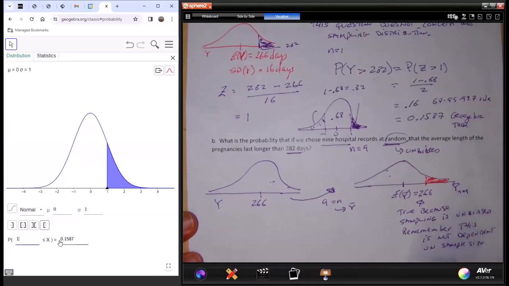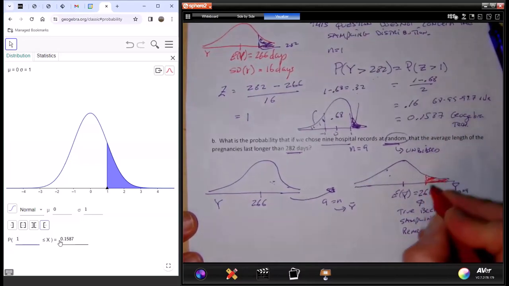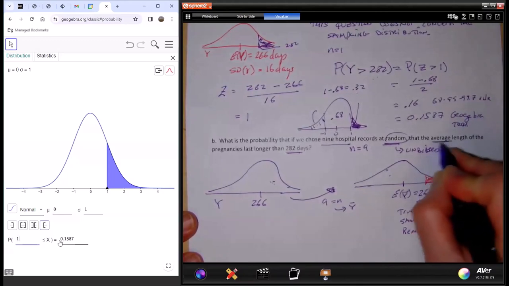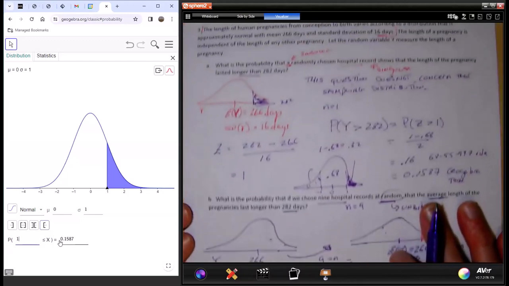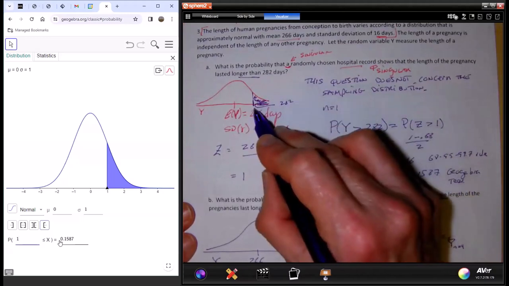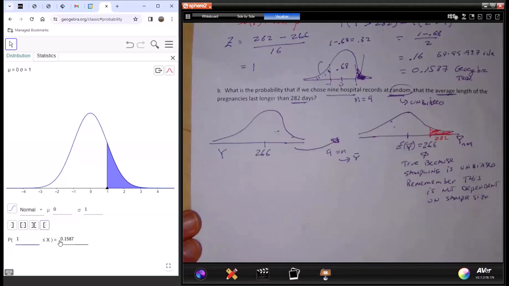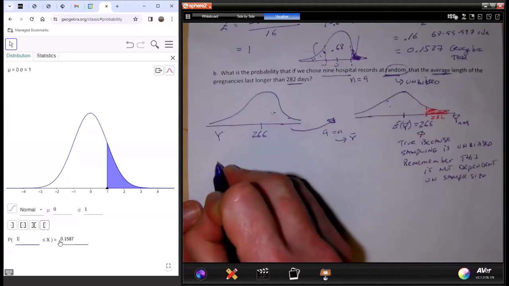All right, and so now we're back to the same question. Almost, except what's the difference? This is about the average of 9 numbers. The previous question was about a single value being greater than 282. Now it's about an average of 9 values being greater than 282. We are just going to do what we've always done.